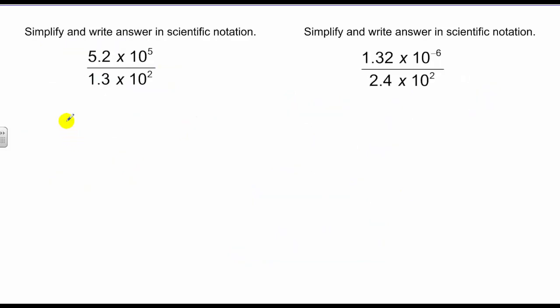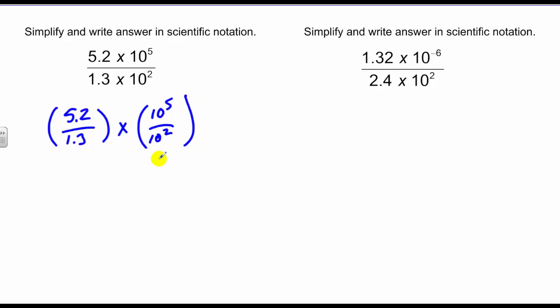So in this case, I'm dividing 5.2 over 1.3, and that's going to be multiplied by 10 to the 5th over 10 squared. And 5.2 over 1.3 is just 4. With 10 to the 5th over 10 squared, we're going to find the largest exponent. I have the same base. Subtract the powers. Put the answer where the greatest exponent is. So that's 10 cubed. And we're done.